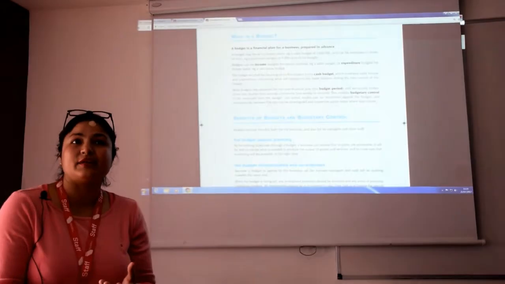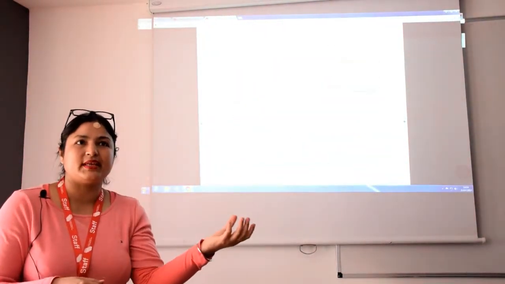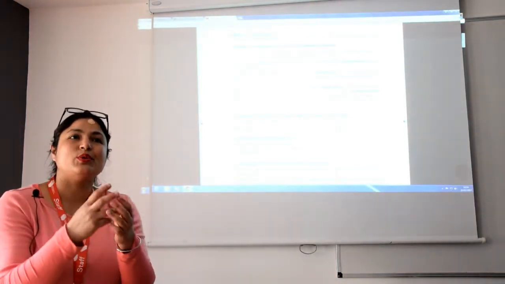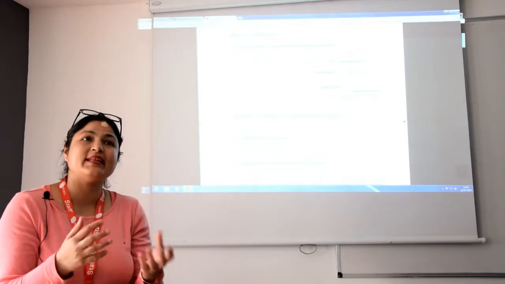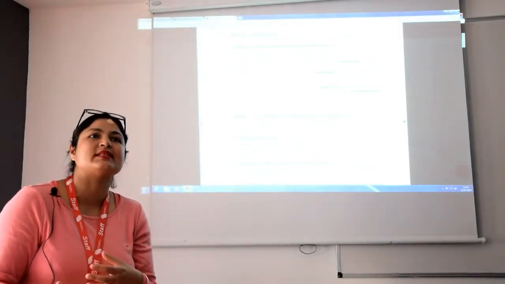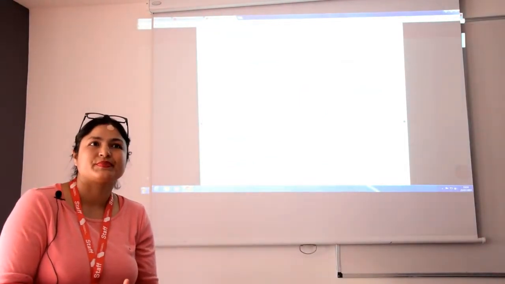So if we again understand what budgetary control is: you have a budget in the beginning, you look at the actual results at the end, you make a comparison, you find the differences, and then you take corrective measures to remove those differences. That is basically the definition of budgetary control. Can you just say that one more time?